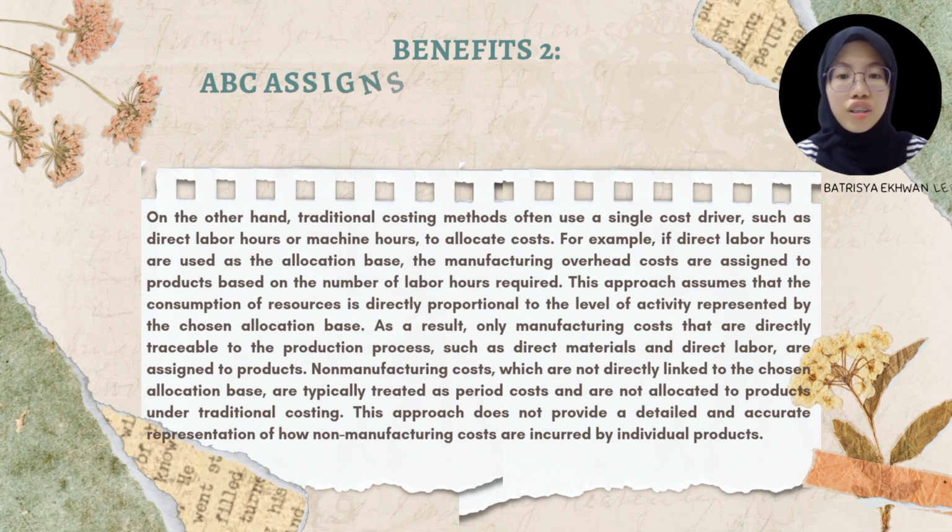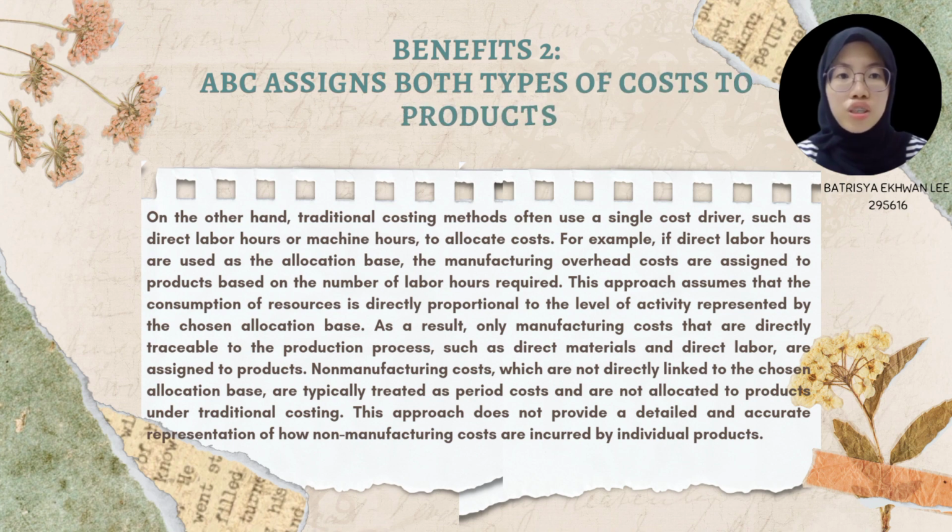On the other hand, traditional costing methods often use a single cost driver, such as direct labor hours or machine hours, to allocate costs. For example, if direct labor hours are used as the allocation base, the manufacturing overhead costs are assigned to products based on the number of labor hours required.